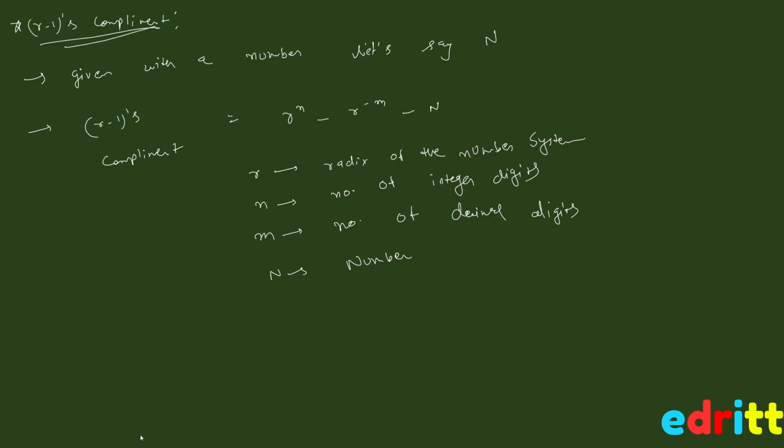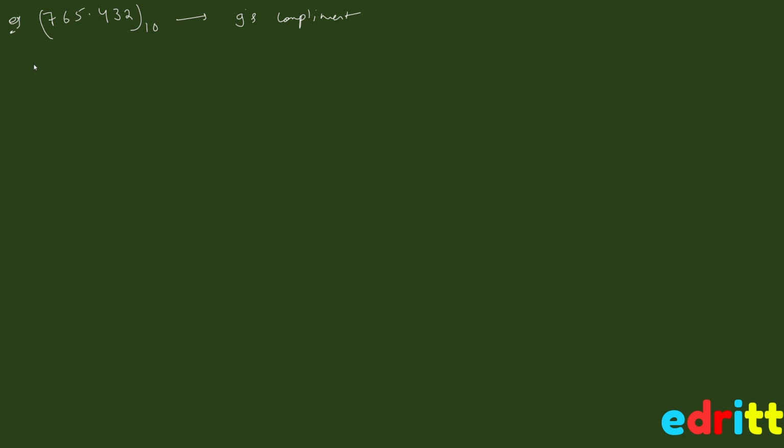Simply go to this formula and map the specific terms. The r minus 1's complement is equal to r raised to power n minus r raised to power minus m minus capital N. Now what is this r over here? This r is 10, because this is the decimal number system, so radix equals 10.